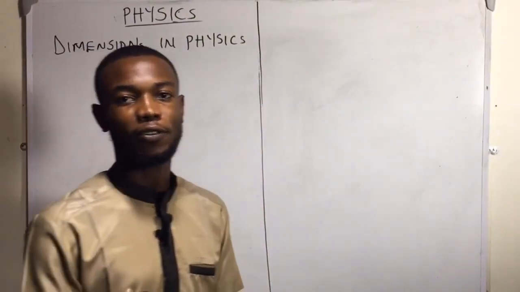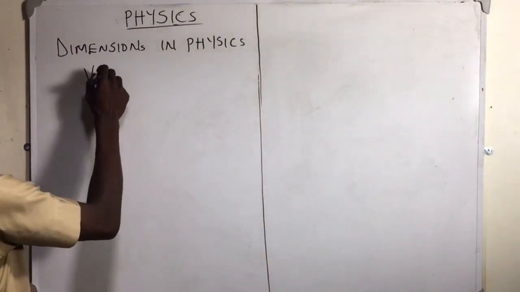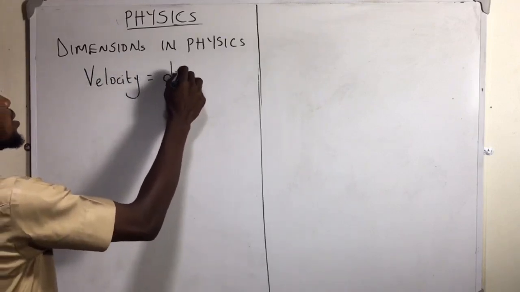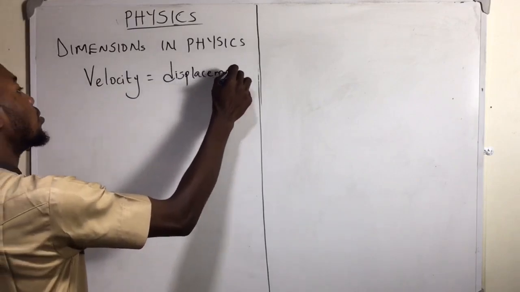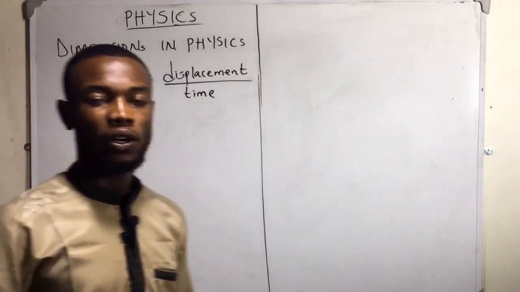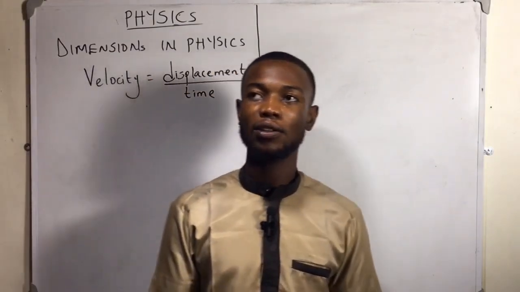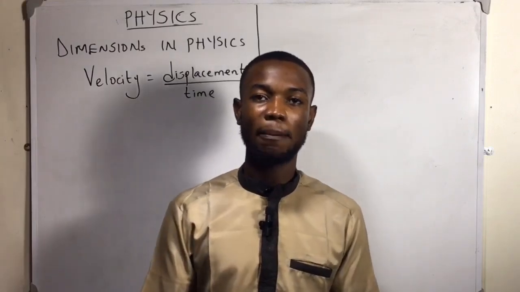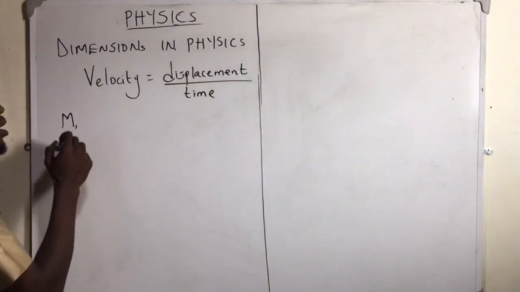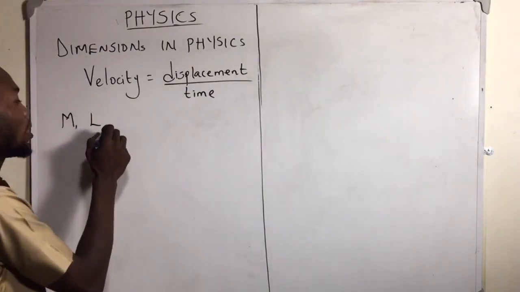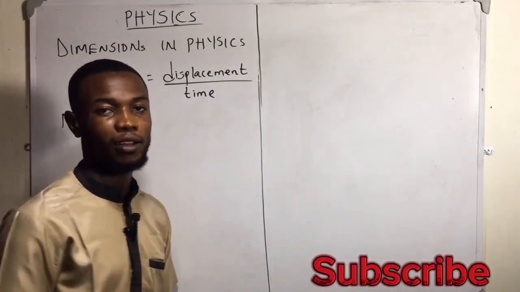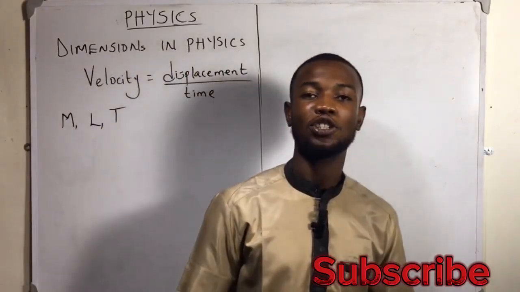Now, let's look at how to solve for the dimension. We have velocity to be equal to displacement over the time. Now, one thing we need to know in dimension is that we make use of three basic quantities, which are mass, length, and time. For mass, it is represented with capital letter M. For length, it is represented with L, while for time, it is represented with T. M, L, T. Those are the three basic quantities we make use of in dimension in physics.